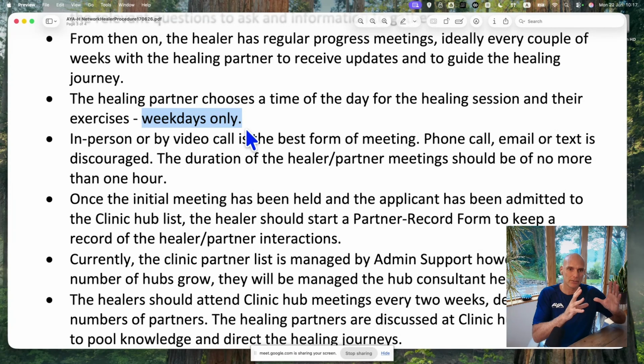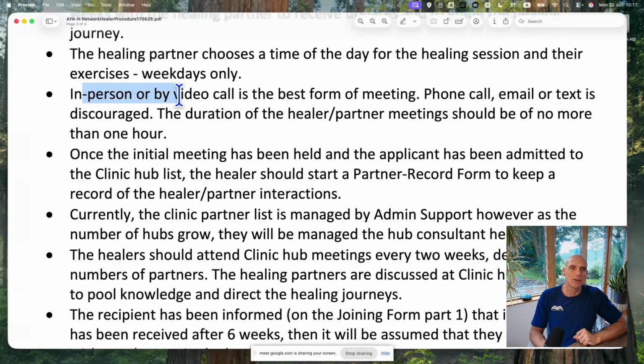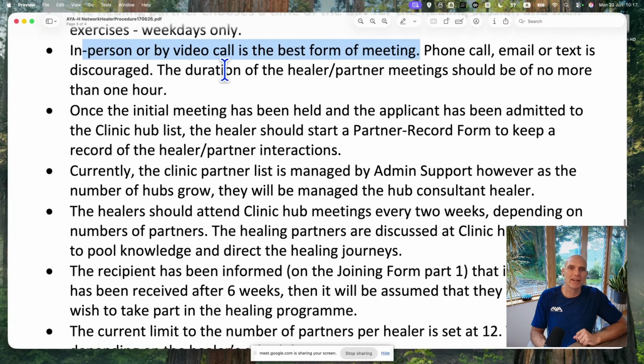However, we've just put weekdays only for them to sit down, just so that they get used to the idea that the weekends are out of work times, and it also means that they shouldn't contact the healer at weekends as well. All right. In person or by video call is the best form of meeting, and the duration of the healing partner meetings should be of no more than 1 hour.